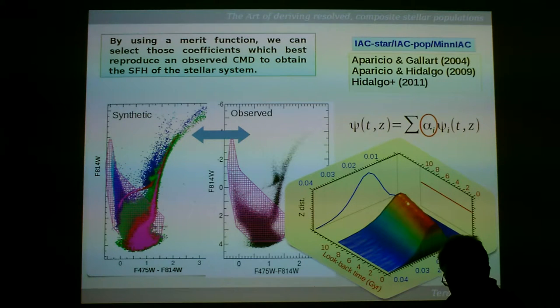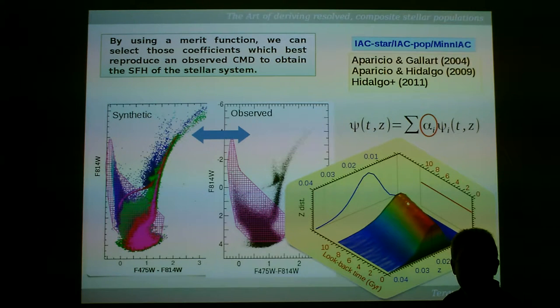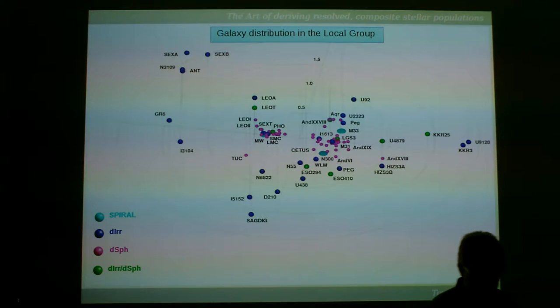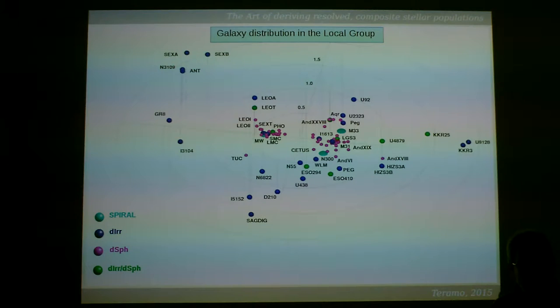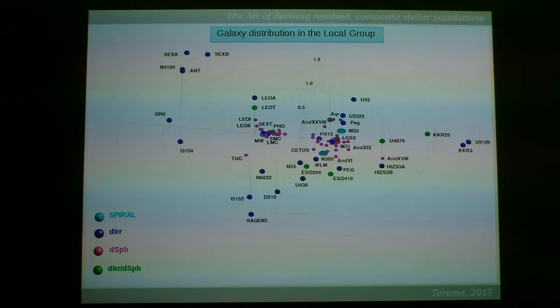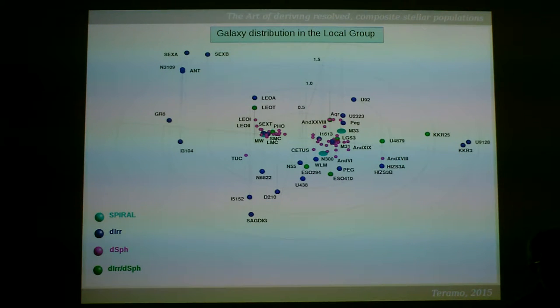So with this technique in mind, we can now go and resolve star formation histories in our Local Group. And why the Local Group? Mostly for two reasons. First, it contains galaxies of different types: four different morphological types, five if we include the dwarf spheroidals, the two dwarf spheroidals we have in the Local Group. Second, they are near enough to resolve the old main sequence. For example, we can resolve the old main sequence for all galaxies in this circle using reachable observing time.